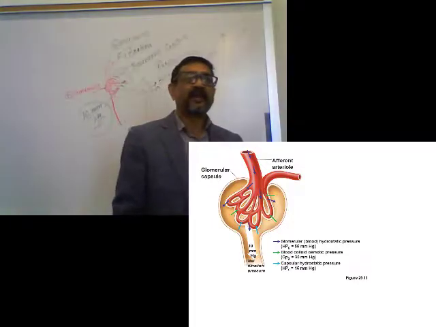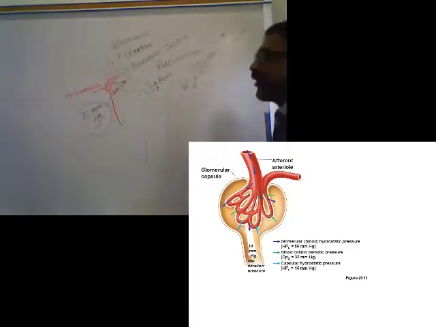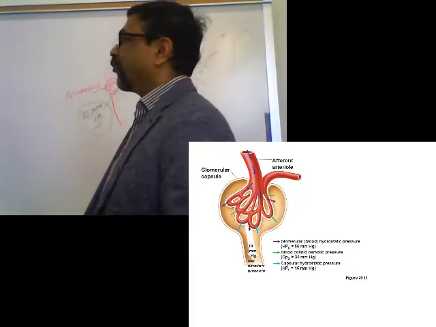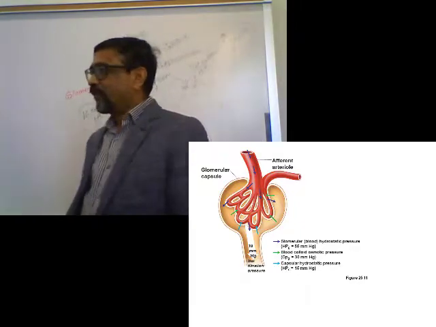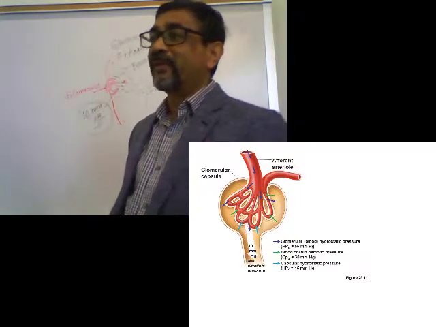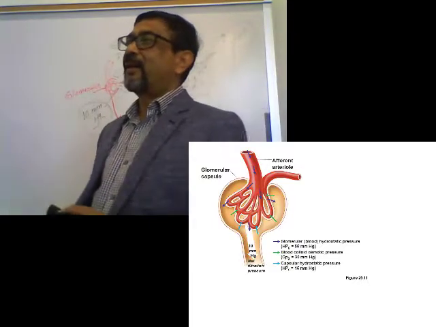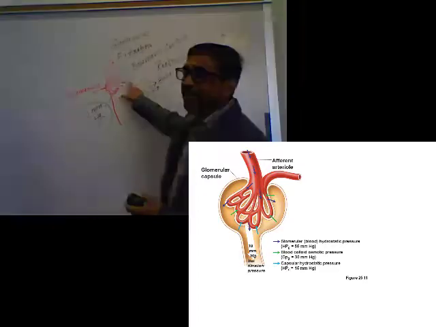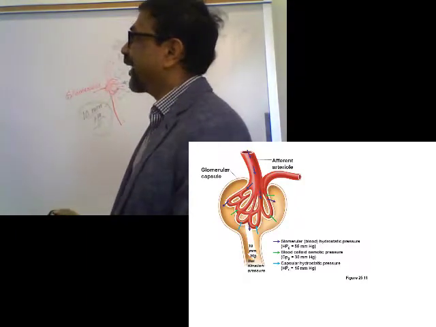Glomerular filtration rate is the volume of fluid formed in each minute by both kidneys together. So your two kidneys have more than 2 million nephrons, and all those together are forming how much fluid in 1 minute. That is the glomerular filtration rate.